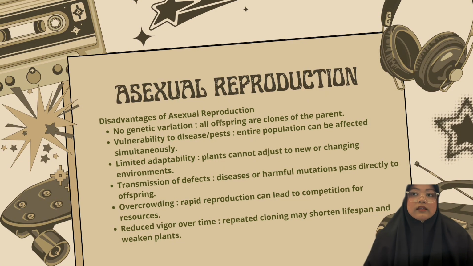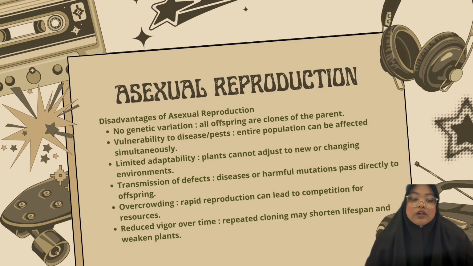However, it also has its own disadvantages. One of them is that asexual reproduction has no genetic variation, which means that all offspring are clones of the parent. It also has vulnerability to disease or pests, in that the entire population can be affected simultaneously. Asexual reproduction also has limited adaptability. This way, plants cannot adjust to new or changing environments.